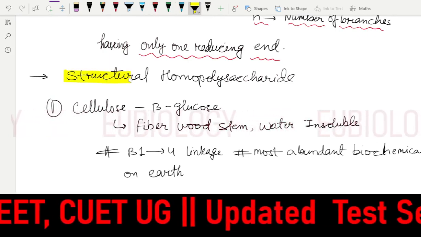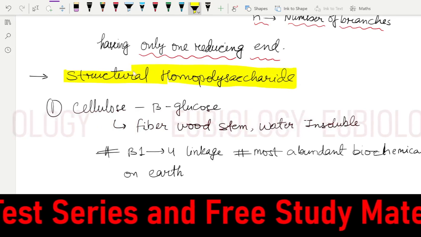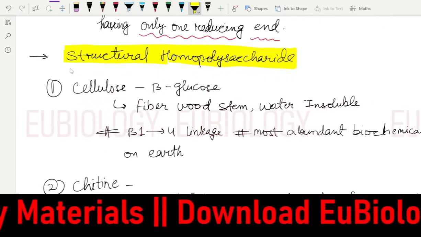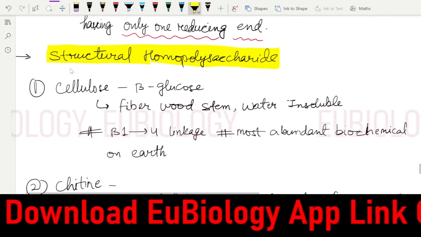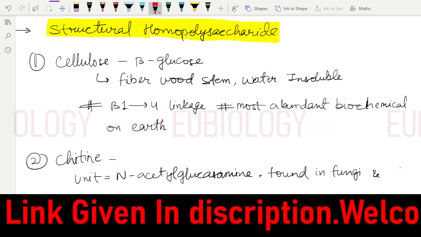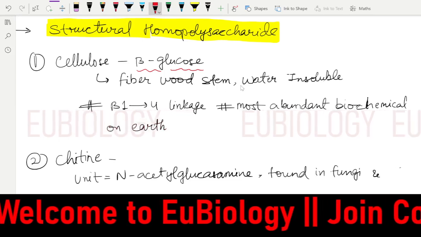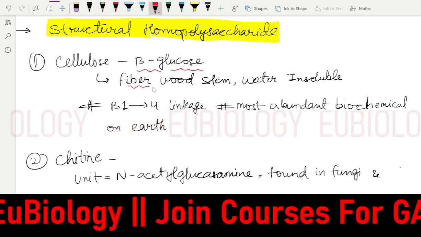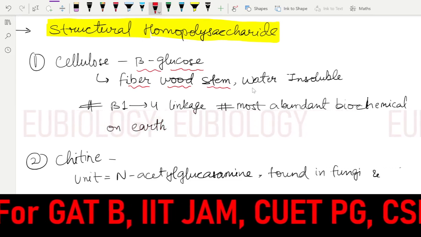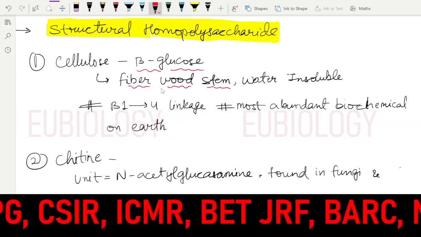In the case of structural homopolysaccharides, what you'll find is that they form a structure. Either they form the outer layer, like the cell wall of the plant, or they can form the exoskeleton of insects. So in the case of structural cellulose, which has beta glucose as a unit, it is found mostly in wood stems, the fiber wood stems, and it is found in every plant cell. We cannot specify only one structure, but it is present in the fiber wood stem.